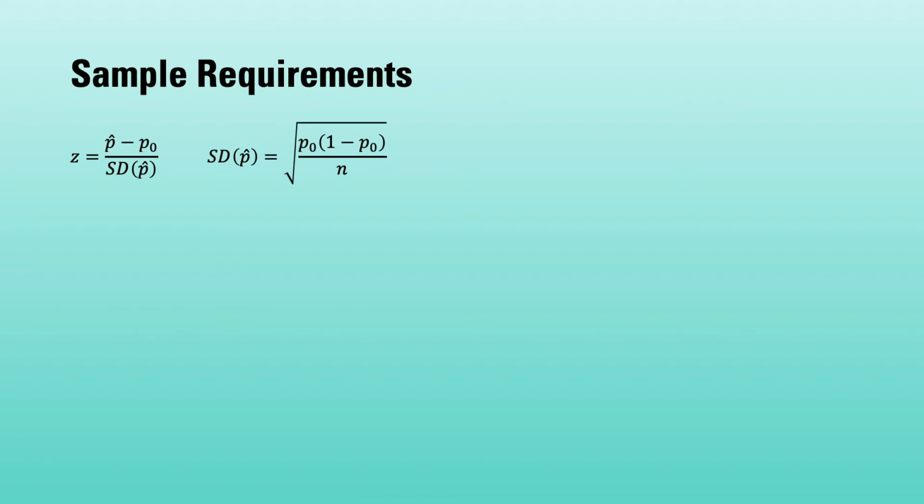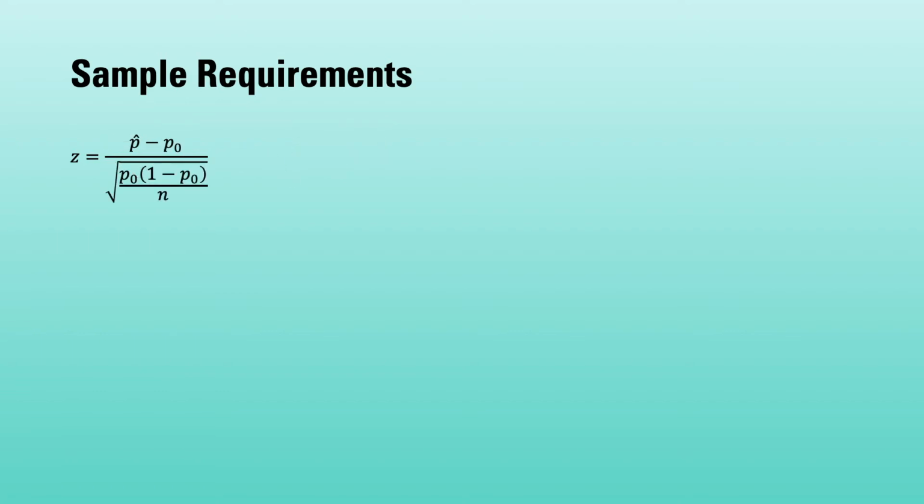You may recollect that we can write the standard deviation of the sampling distribution as the square root of a ratio having the product of the sample proportion of successes and of failures at the numerator and the sample size at the denominator. If you plug the expression for the standard deviation of the sampling distribution into the formula for the test statistic, we obtain the following expression for the test statistic.